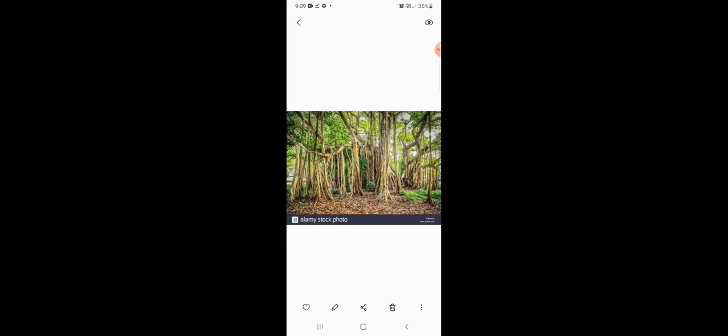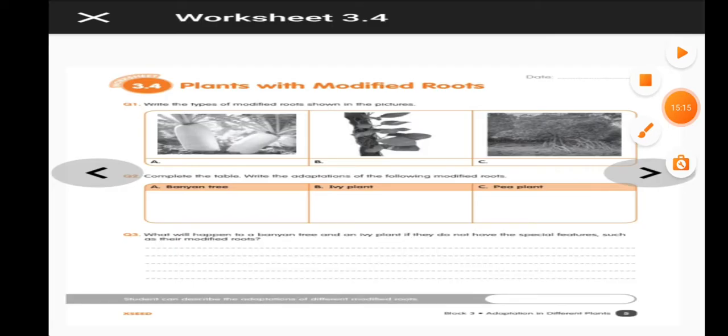Now let's open the workbook, page number 15. From your workbook, open page number 15. Here let's see the first question. There are three pictures given. Write the types of modified roots shown in the pictures. The first one is radish, so the modified root is the storage root.